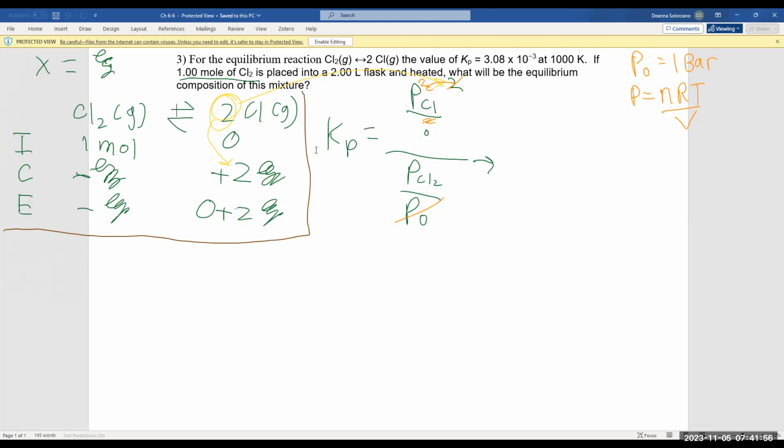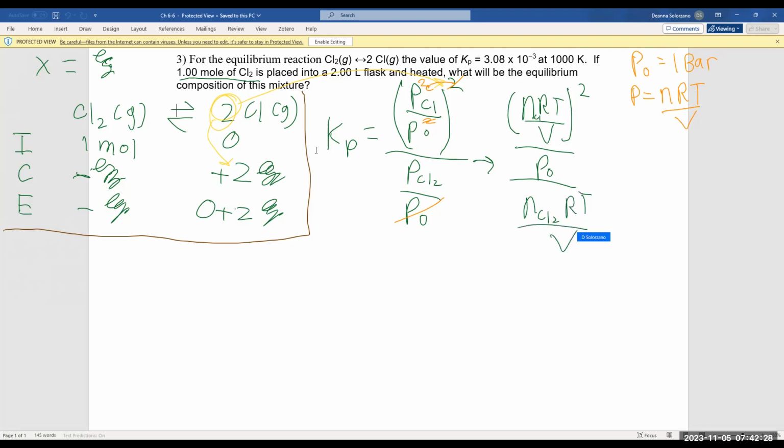So we have the nRT over V squared for Cl. Put Cl there. Over P naught, over nCl2 RT over V. You can consider that all over 1 because of the P naught.